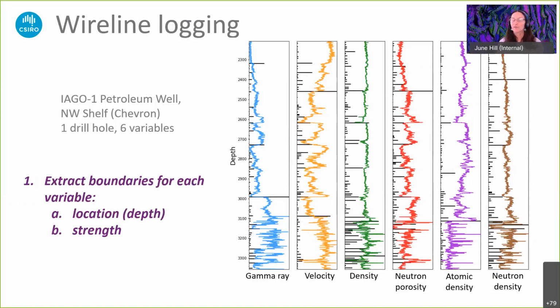The strength of the boundary is dependent on 2 things. It's dependent on the amount of change at that boundary. So if you look at the gamma ray in blue on the left, at about 3,000 millimeters depth, you've got a very strong boundary, about 2/3 of the way down. And that's because there's a big change there. By contrast, if you look at the neutron density at about 2,400 meters, that's the most right-hand brown signal, you'll see there's a strong boundary in there, and there's not a lot of change on the signal at that depth.